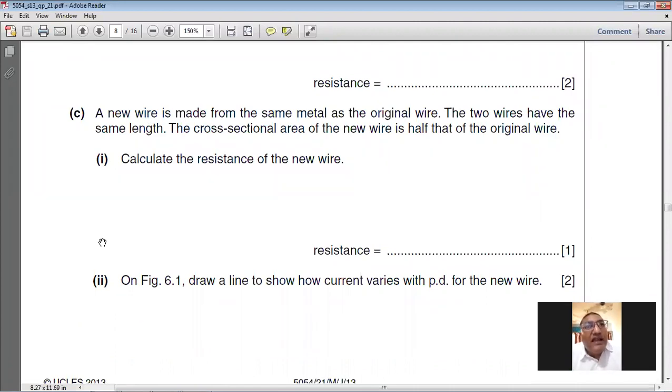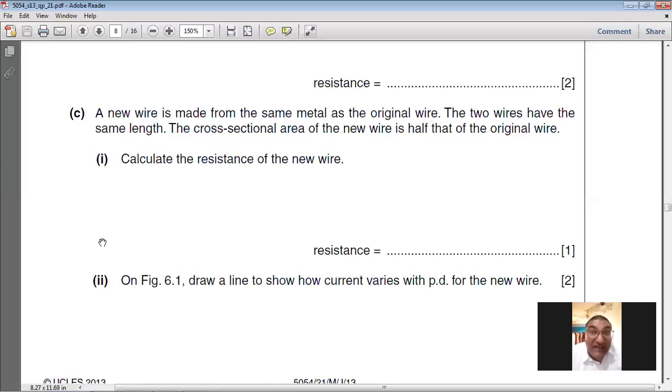A new wire is made from the same metal as the original wire. The two wires have the same length. The cross-sectional area of the new wire is half that of the original wire. Calculate the resistance of the new wire. You know, the resistance of a wire is inversely proportional to the cross-sectional area and directly proportional to the length of the wire. So there are two wires, the old wire and the new wire. The old wire has a resistance of 20 ohm. It has a certain length. The new wire has the same length.